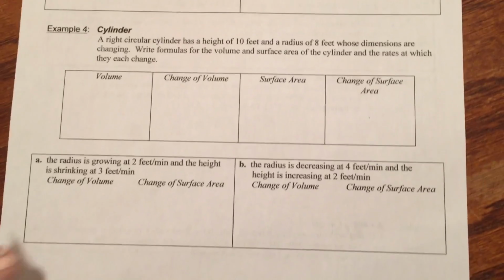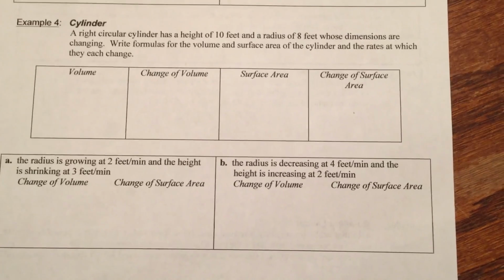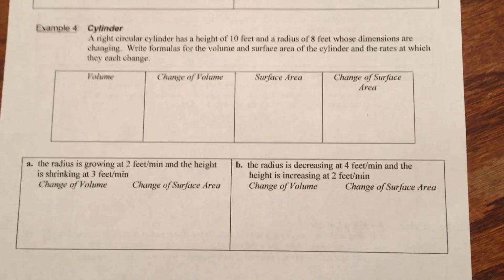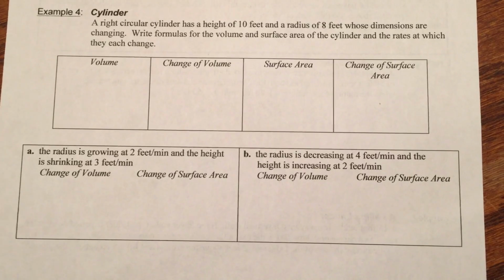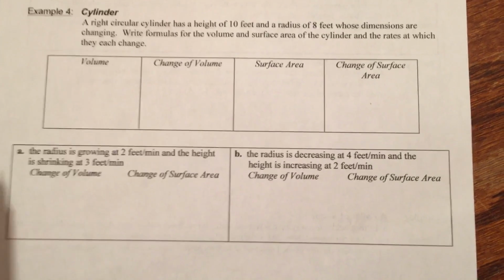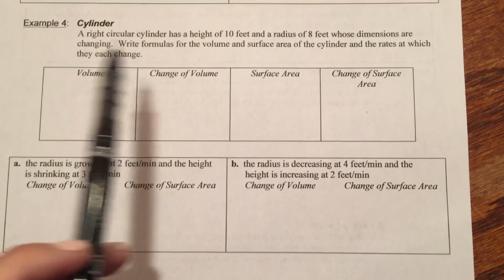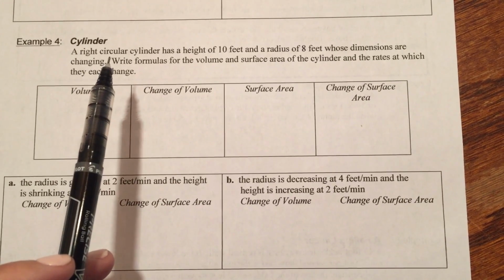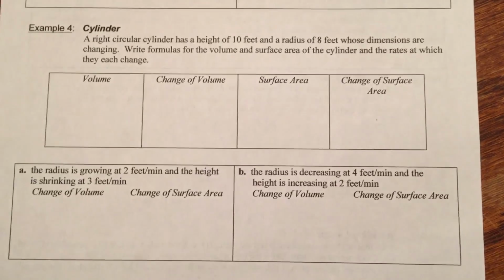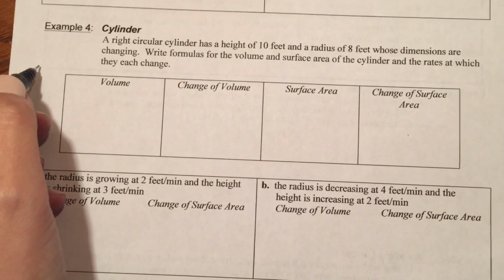All right, guys. So I just wanted to go through example 4 because I know we didn't have time to finish this in class. But it's pretty much the same as all the other ones. We just got a different shape we're dealing with. So it says a right circular cylinder. Okay, that just means that the base of the cylinder is a perfect circle. So I'm just going to go ahead and draw that.